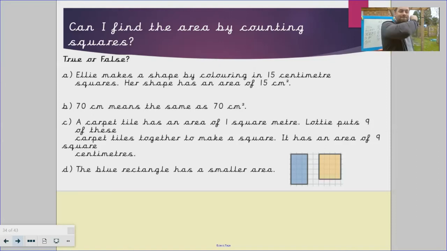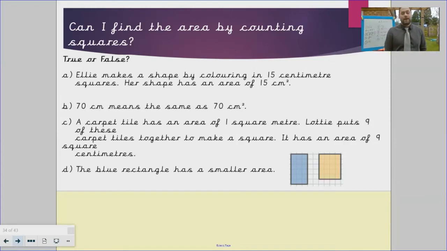Oh no. You're not right. I spotted the mistake before you guys. No, you are. It is false. In fact, the tiles are squared meters, so it should have an area of 9 squared meters, not centimeters. It almost tricked me out there, that one, but no. So that one's false.